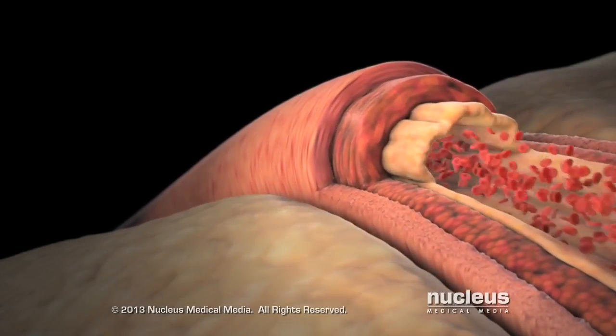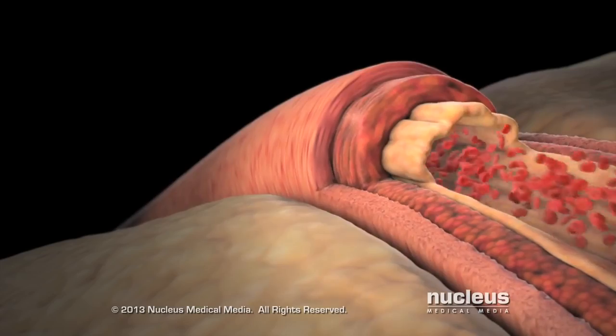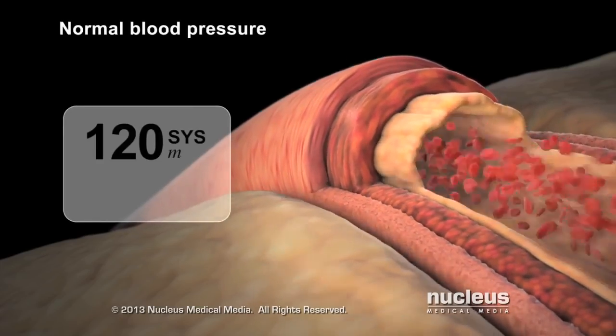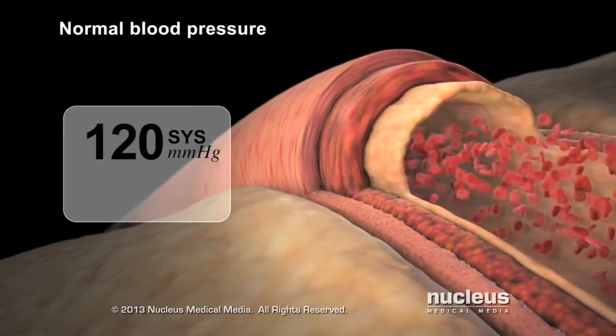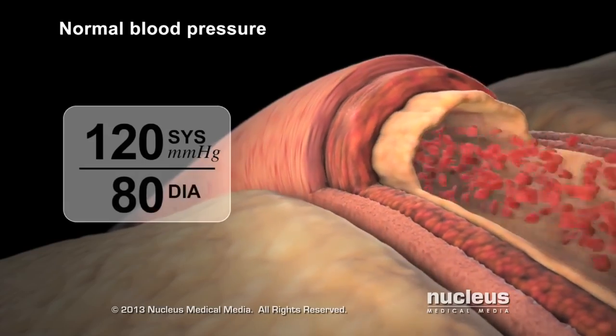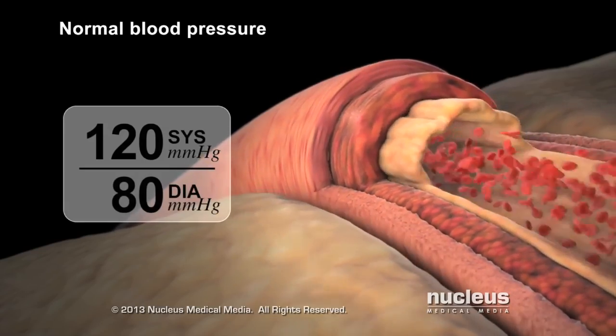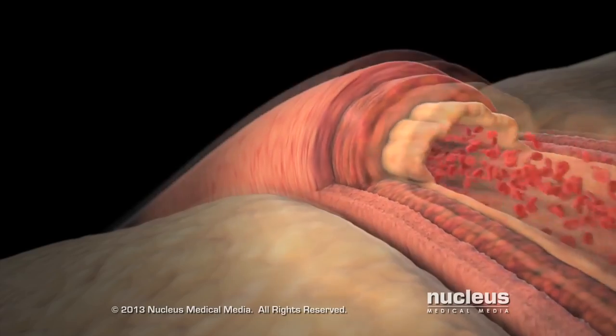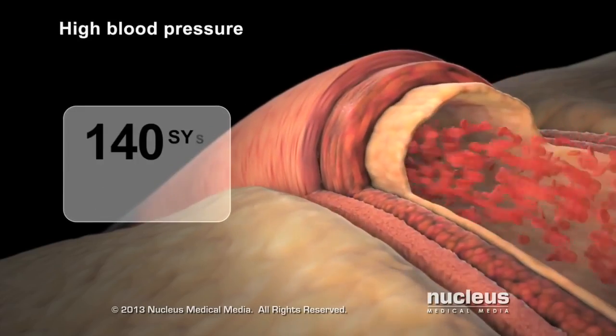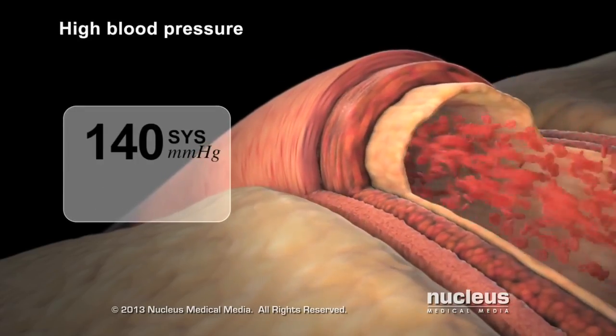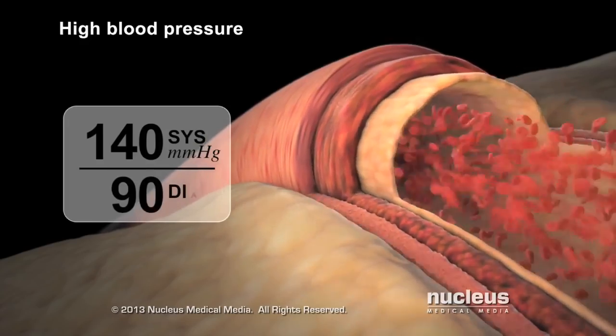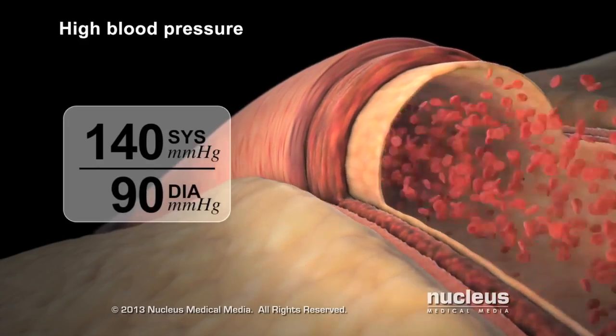While your blood pressure may change throughout the day, it should normally be less than 120 millimeters of mercury for systolic pressure and less than 80 millimeters of mercury for diastolic pressure. If your systolic pressure frequently stays above 140, or your diastolic pressure frequently stays above 90, you have high blood pressure.